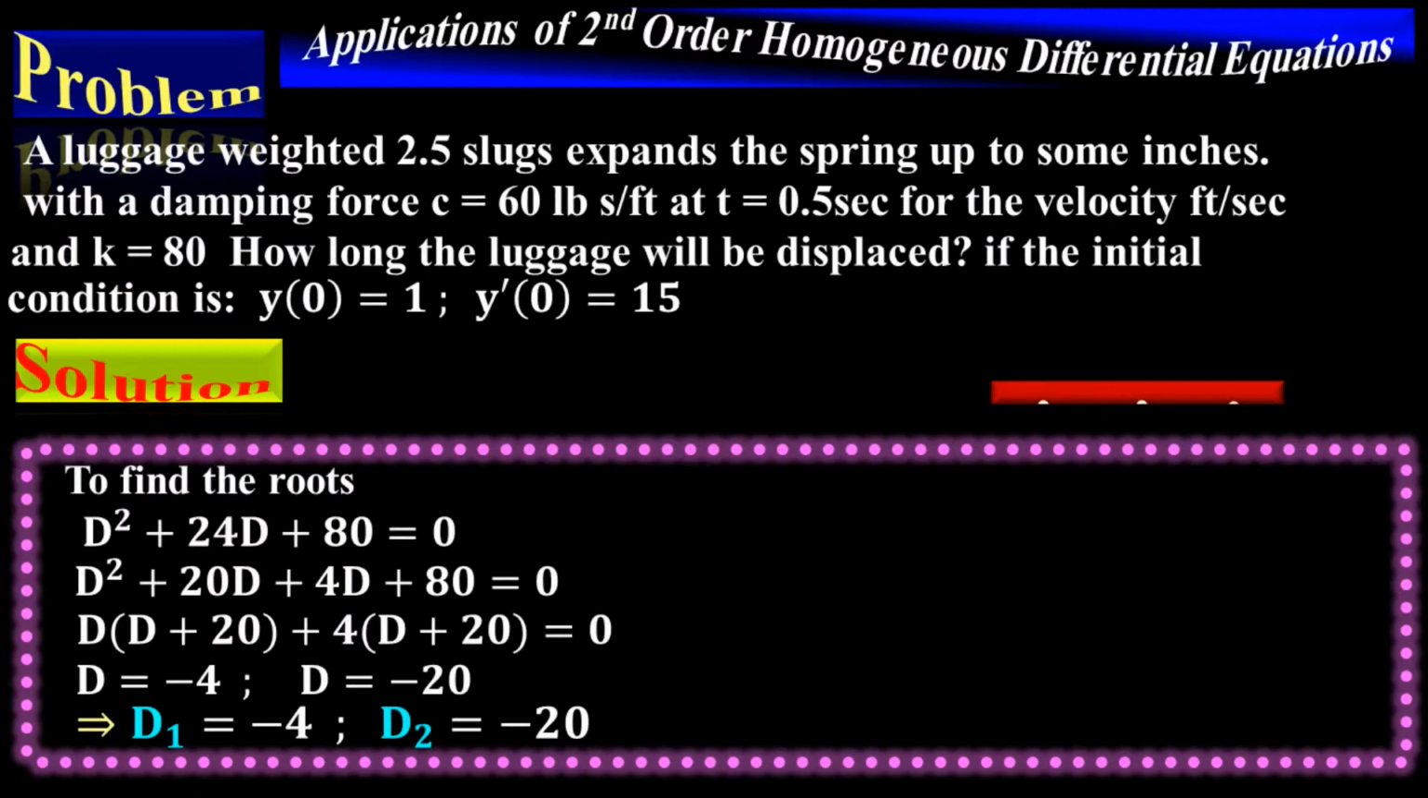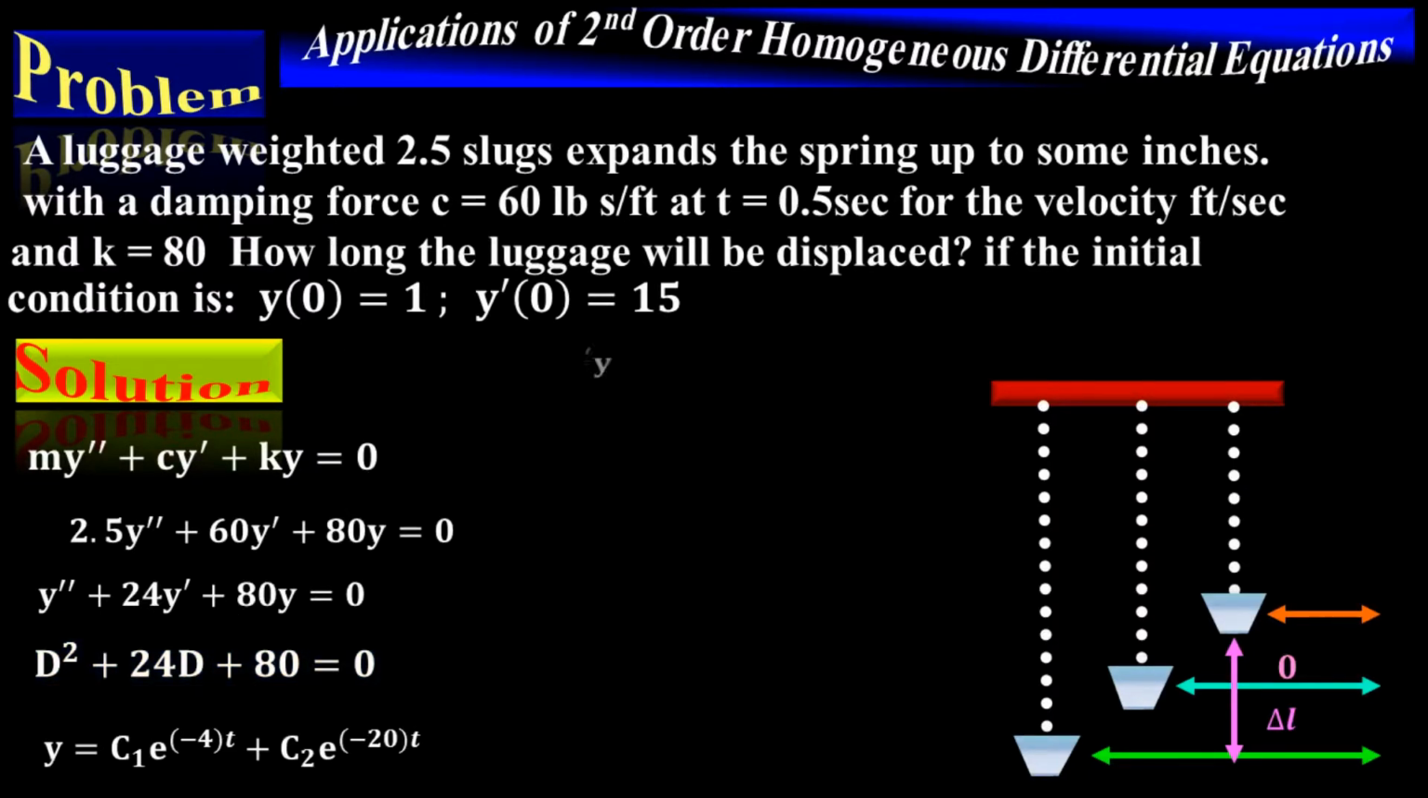Here the roots are not equal to each other, therefore I'm going to use this equation: y equals c sub 1 times e to the D sub 1 t plus c sub 2 times e to the D sub 2 t. Remember, in the previous problem we had roots that were equal to each other. The equation was different, and now the roots are not equal, and therefore this equation will be different. Substitute the values of D sub 1 and D sub 2 here. So this is my new equation.